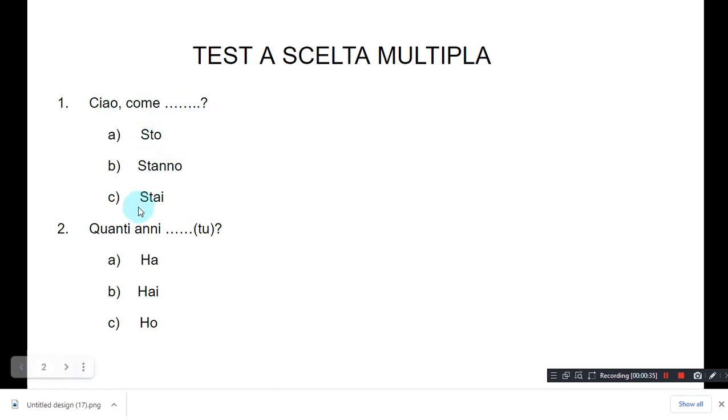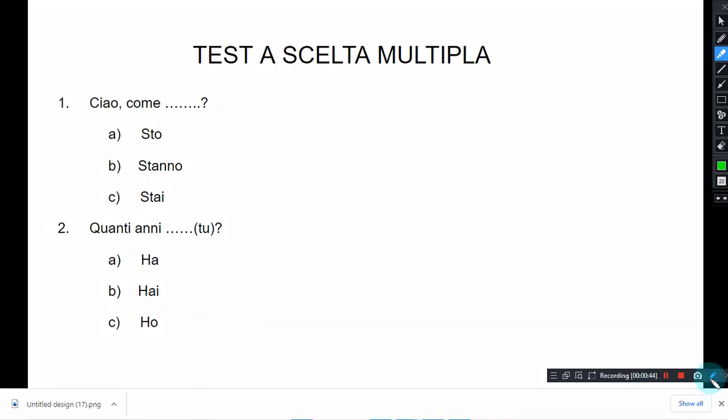A, sto, B, stanno, C, stai. Which one is the answer to this question? So, in the blank, we should put the verb stai. They're all different conjugations of the verb stare. But the right choice is this one, C, stai, the conjugation of the second singular person of the verb stare. Ciao, hi, how are you? Ciao, come stai? That's the question.